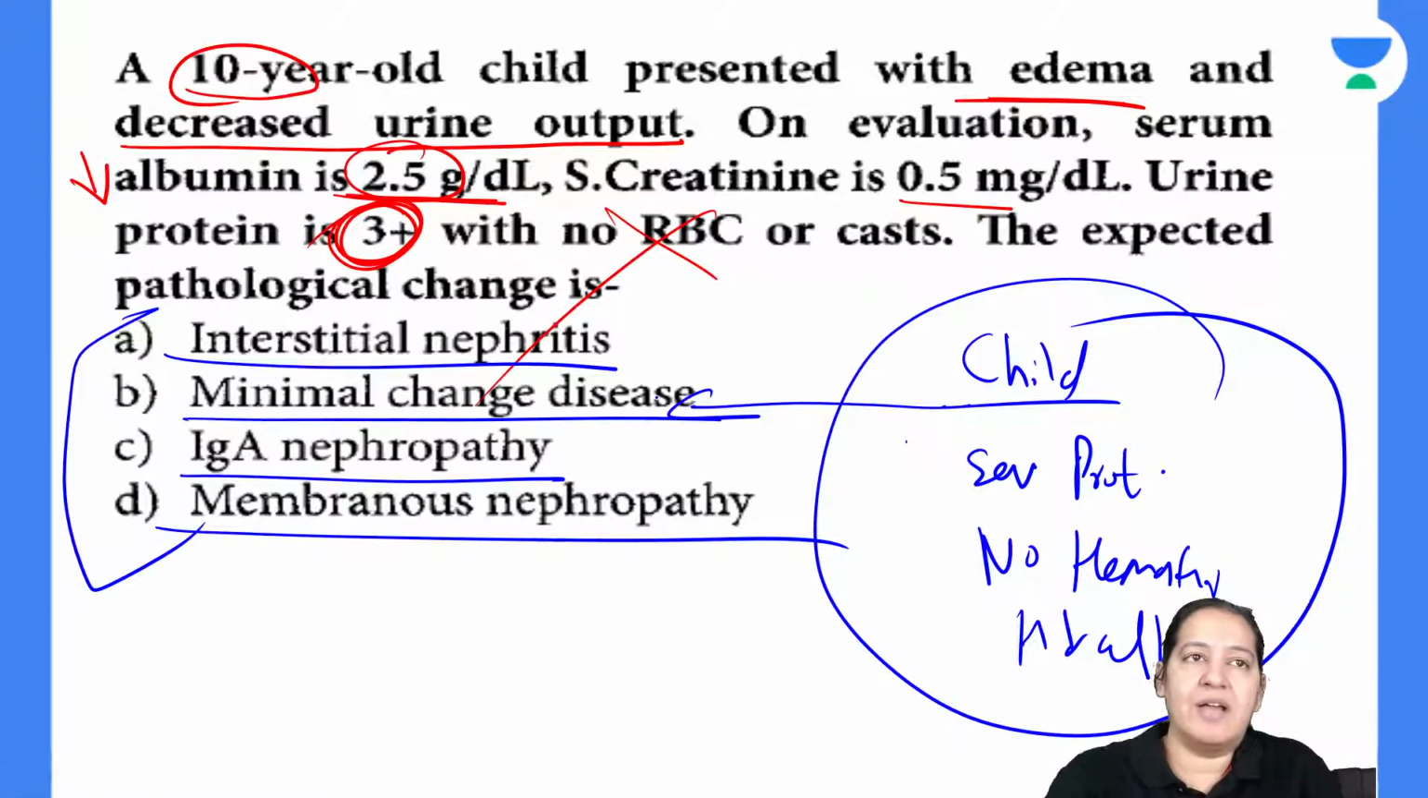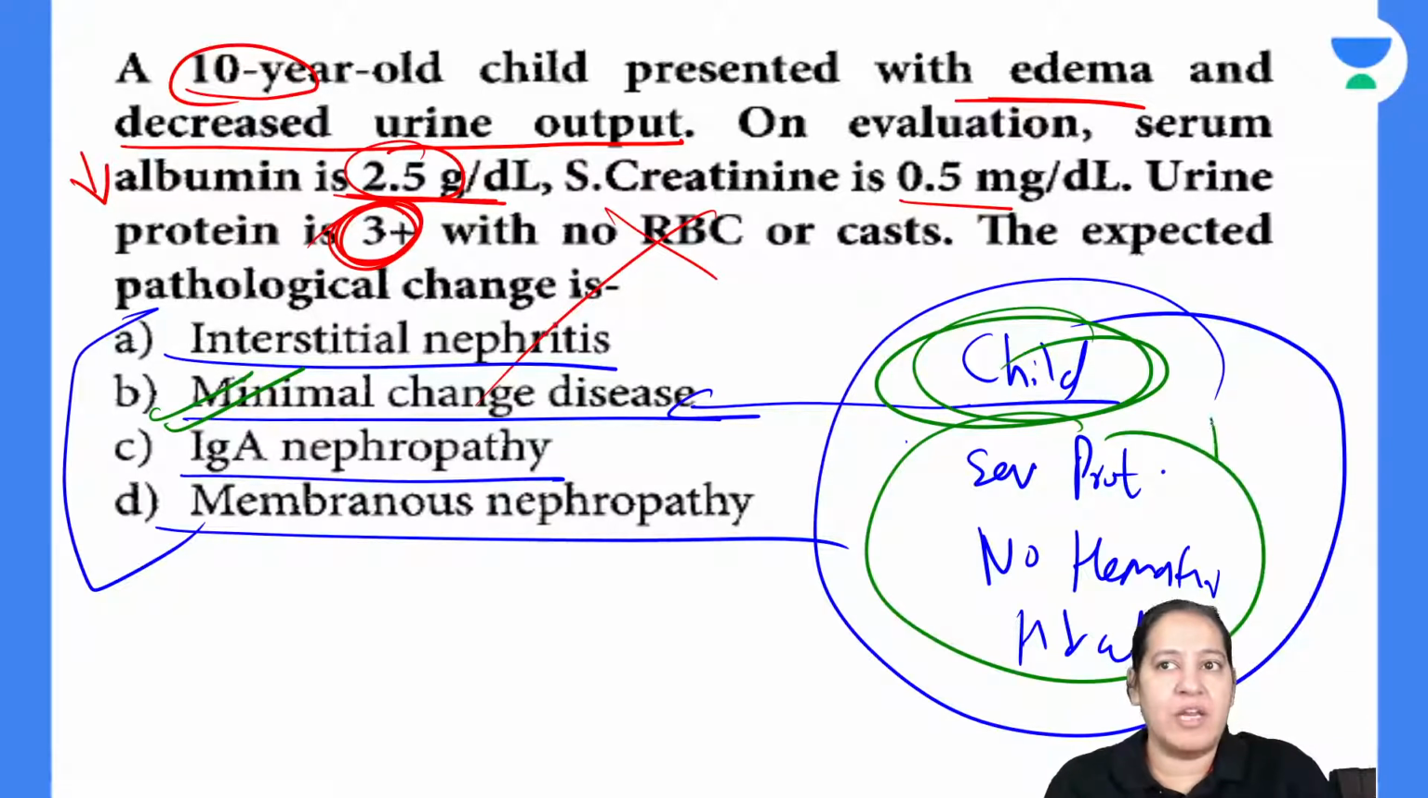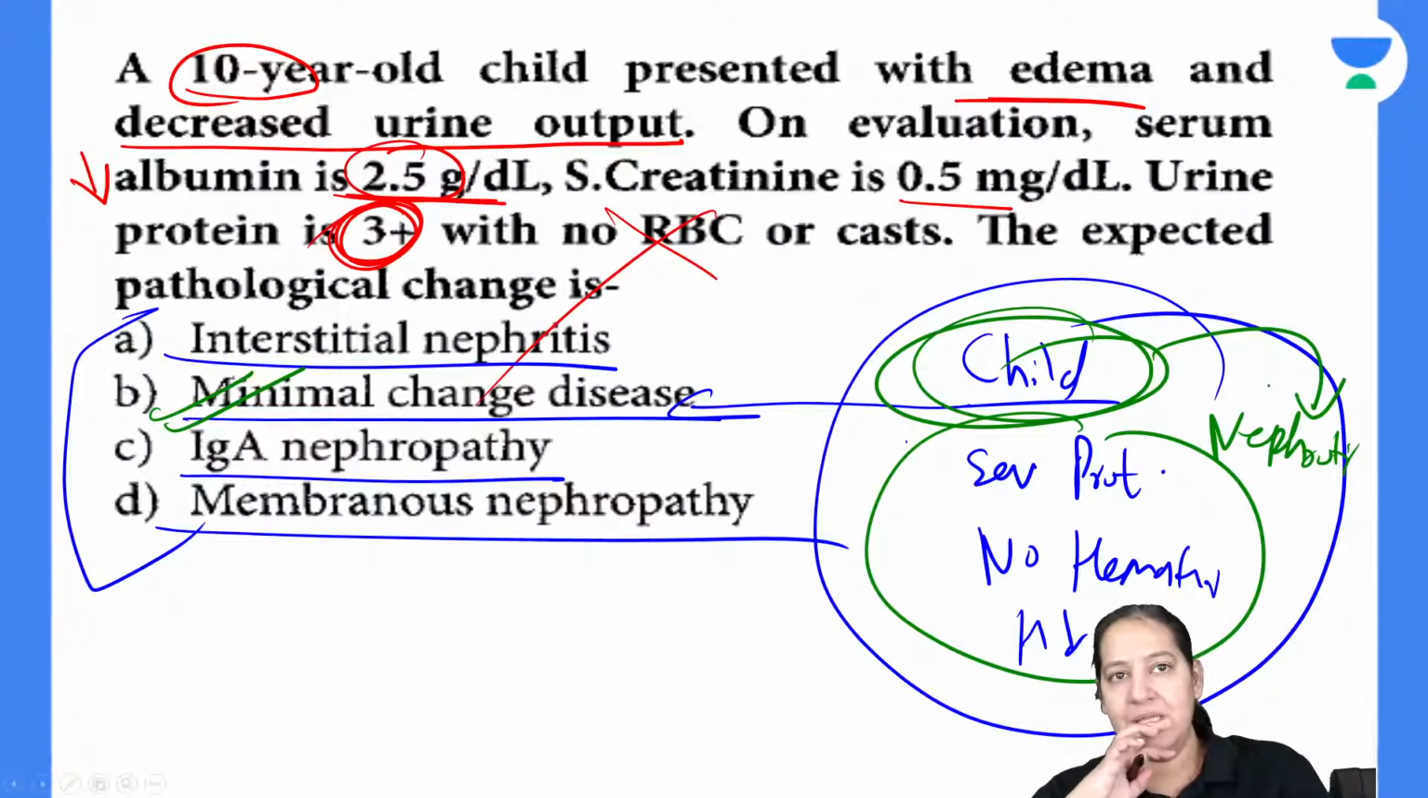Of course, the answer here is MCD. This is indicating nephrotic syndrome. So the most common cause of nephrotic syndrome in a child is minimal change disease.